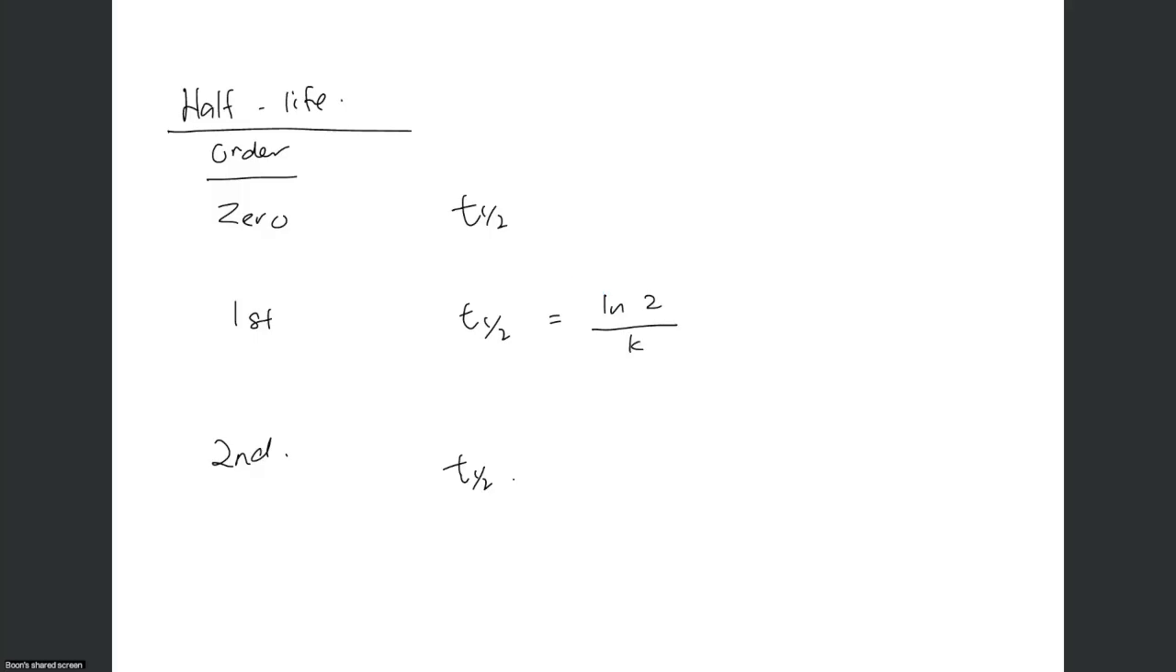It can also be rewritten as 0.693 over k. And the reason for that is natural log 2 is equal to 0.693. For zero order, half-life is equal to initial concentration divided by 2k. For second order, half-life is equal to 1 over k times initial concentration.